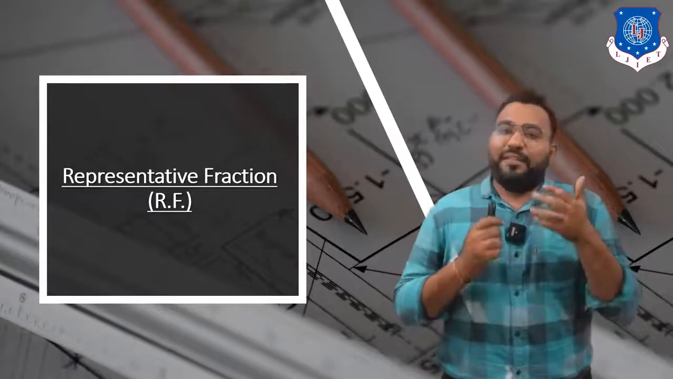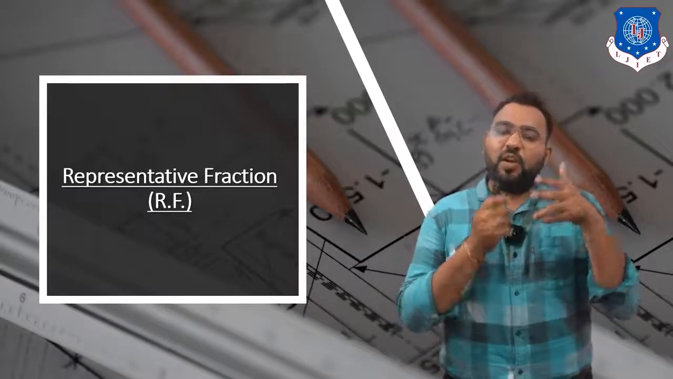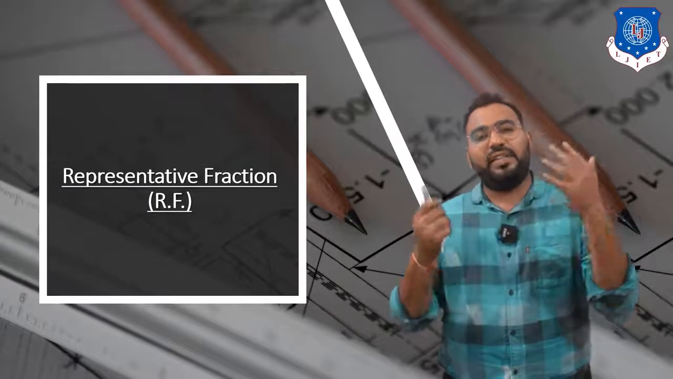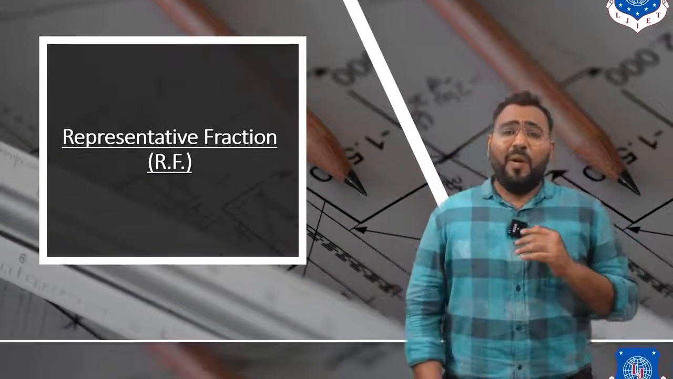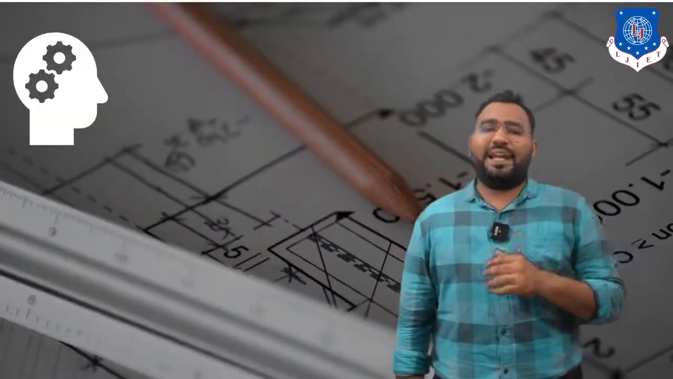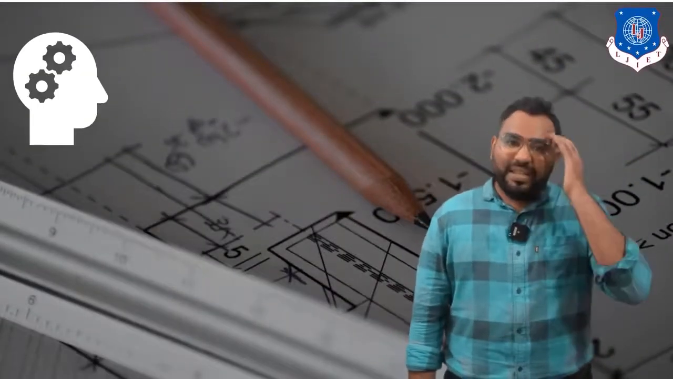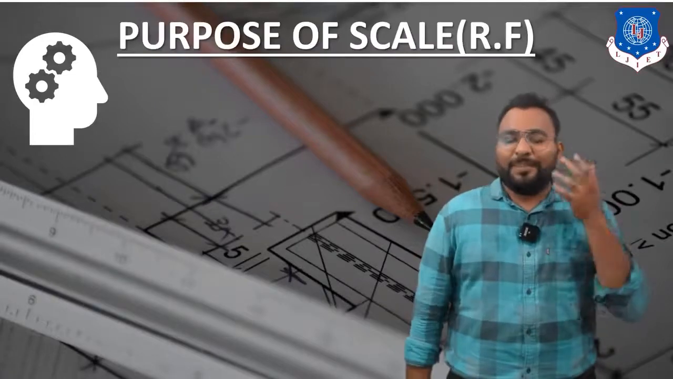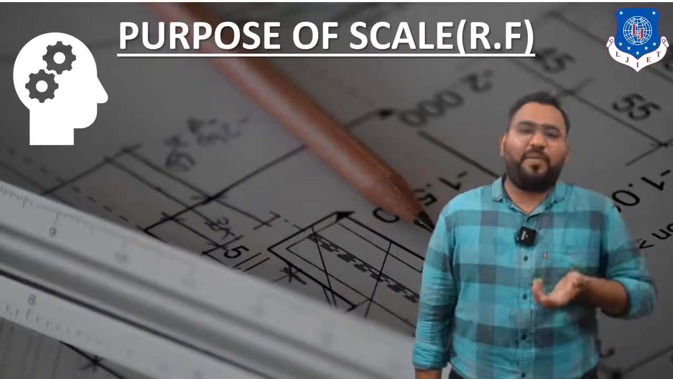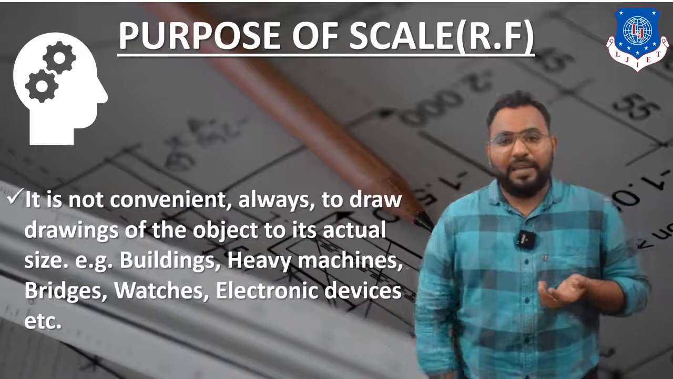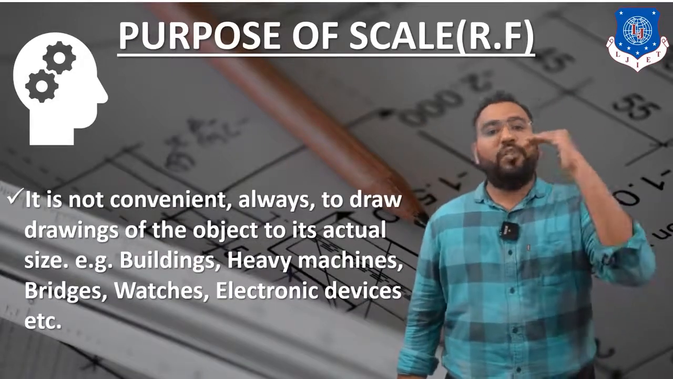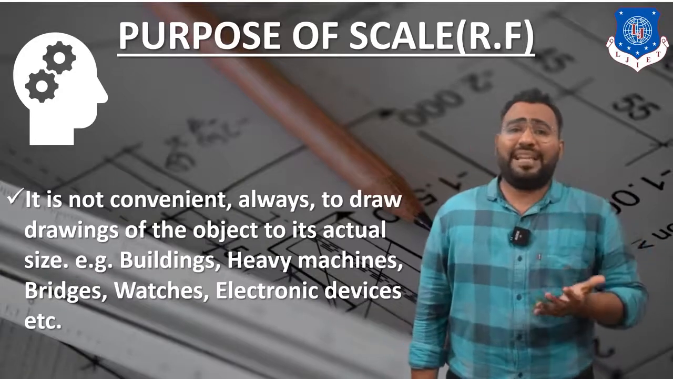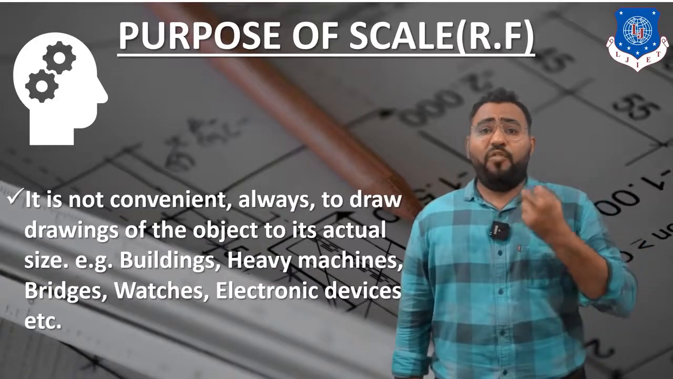The definition of scale and representative fraction is drawing dimension upon actual dimension. Now the question comes to your mind, sir, then what is the use? What is the purpose of scale, or what is the purpose of representative fraction? The purpose is that it is not always convenient to draw a drawing of the object to its actual size. Let me give you one example.